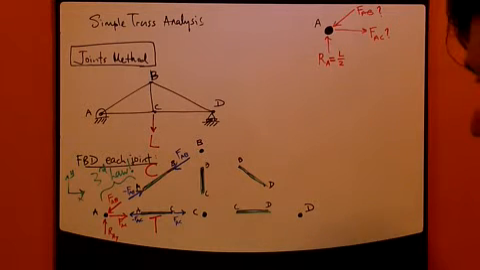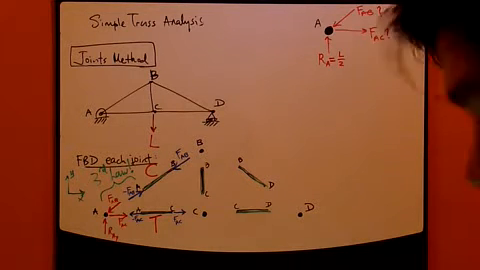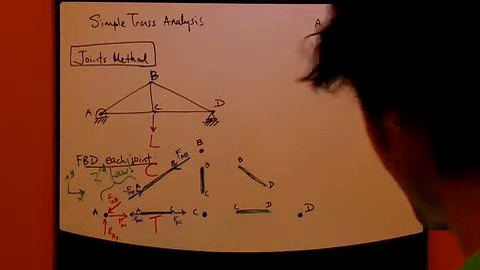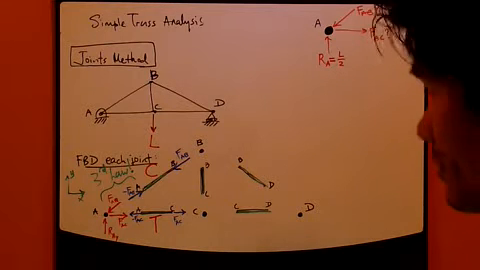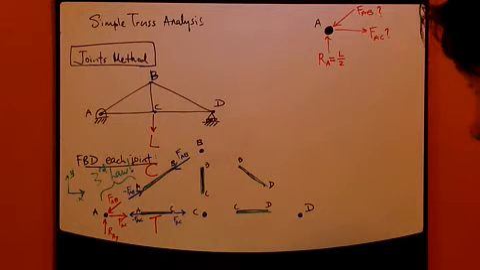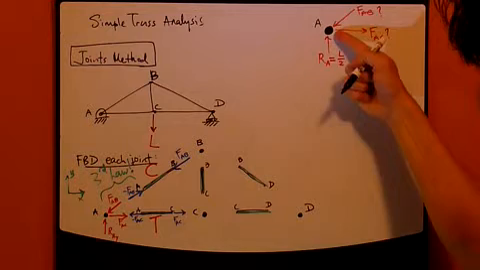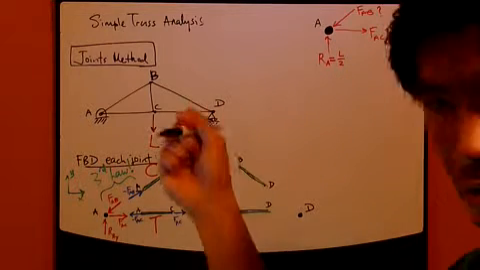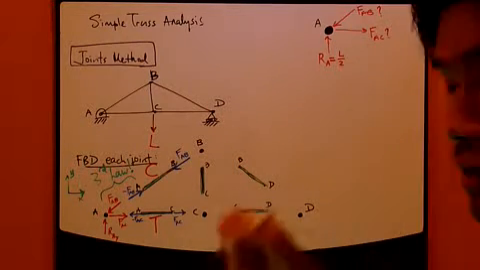Two unknowns means I only need two equations. Well, do we have two equations? Equilibrium conditions? Yes, we do. Okay. This is a joint. A joint is a point. It's a particle. Right. So now actually we're looking at a particle.